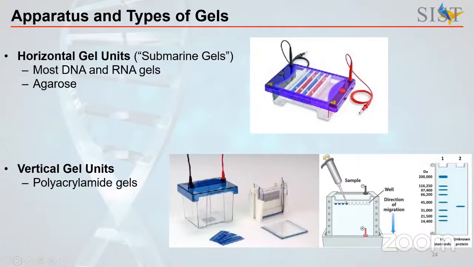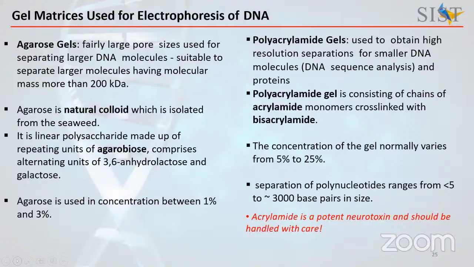So we can also use vertical gel units. In this case, we normally use polyacrylamide gels. It means the mixture of acrylamide and bisacrylamide. This is normally done for protein separation. Okay. So the gel matrix is used for electrophoresis of DNA.